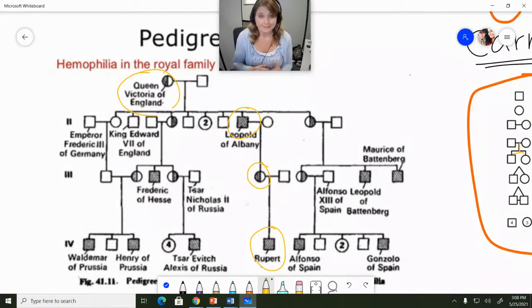So that's X-linked inheritance, and I just wanted to add that on because, again, I didn't cover it in the previous video, but it is an important concept to know.